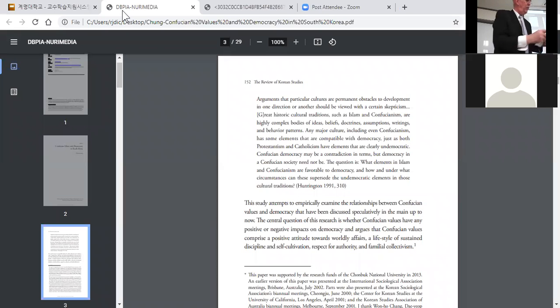So this paper actually has a little bit more to it. Huntington, who I mentioned, called Confucian democracy an oxymoron. Oxymoron means two things put together that cannot happen. It's impossible. The two ideas do not fit together. This is the one.